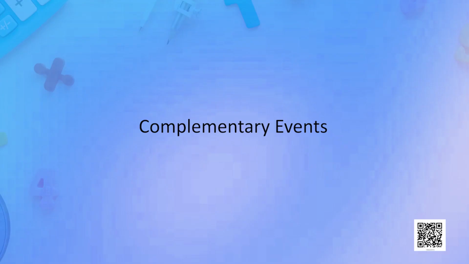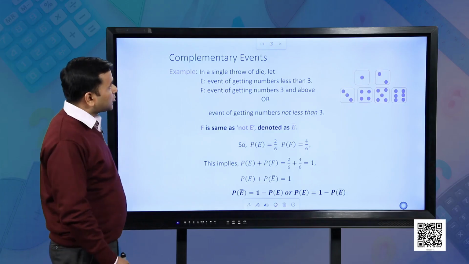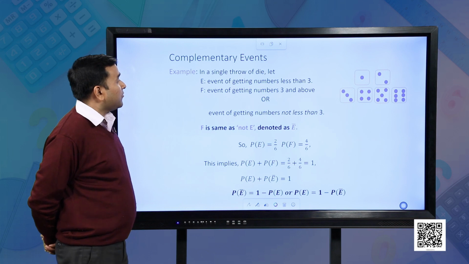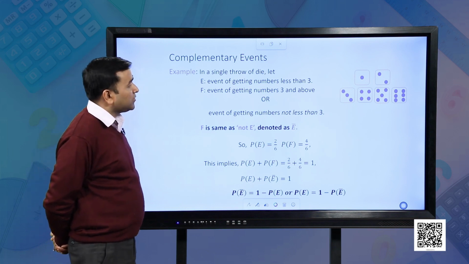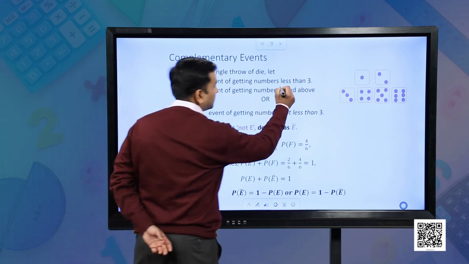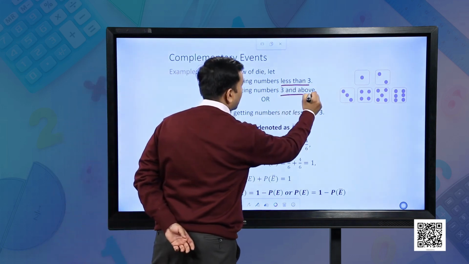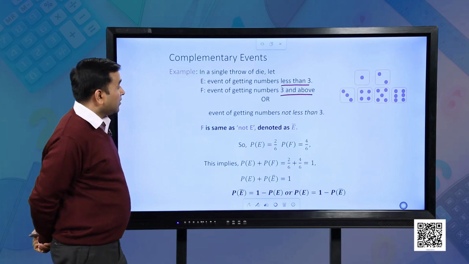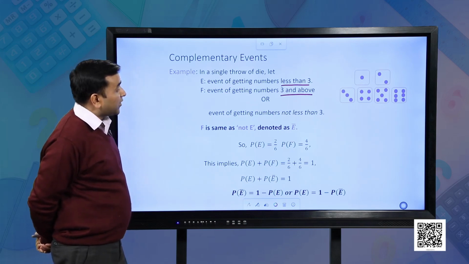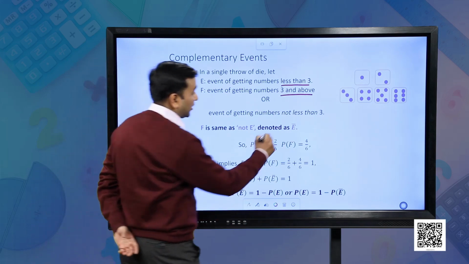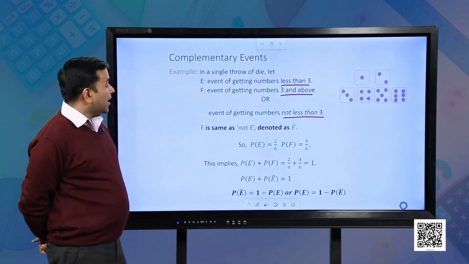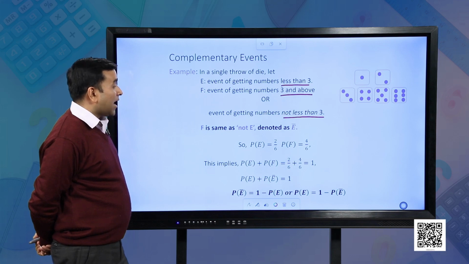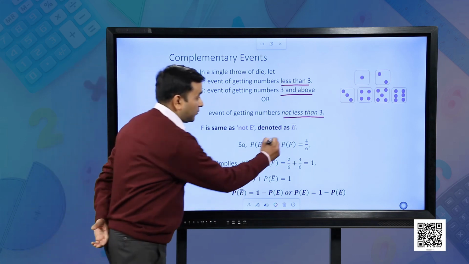Now, we will understand a new topic, complementary events, with the help of an example. In a single throw of a die, let E be the event of getting a number less than 3 and F be the event of getting numbers 3 and above. We can also say that F is the event of getting numbers not less than 3. Then F is the same as not E and it is denoted as E bar.